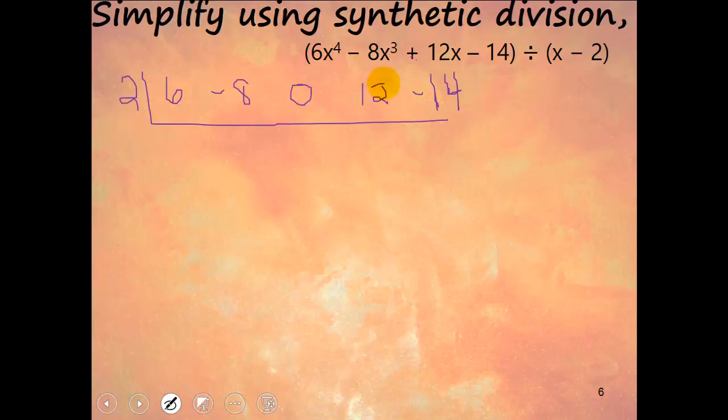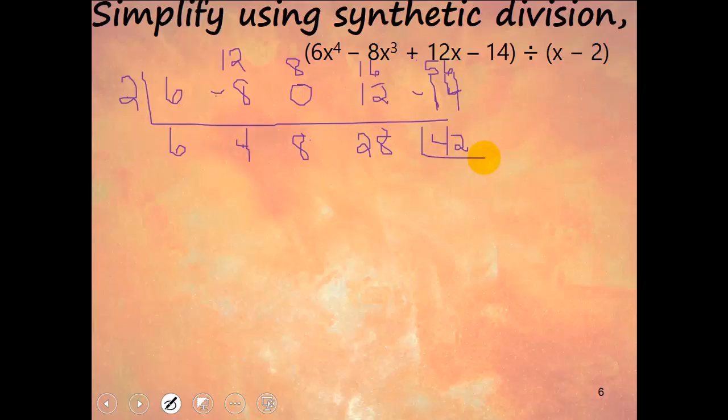Okay. I bring down my 6 and I multiply. That's 12. 12 plus negative 8 is 4. I multiply 4 times 2, that's 8. 8 plus 0 is 8. Then I multiply 8 times 2, that's 16. 16 plus 12 is 28. Right? Then I multiply 28 times 2, and I get 56. And 56 minus 14 is 42.